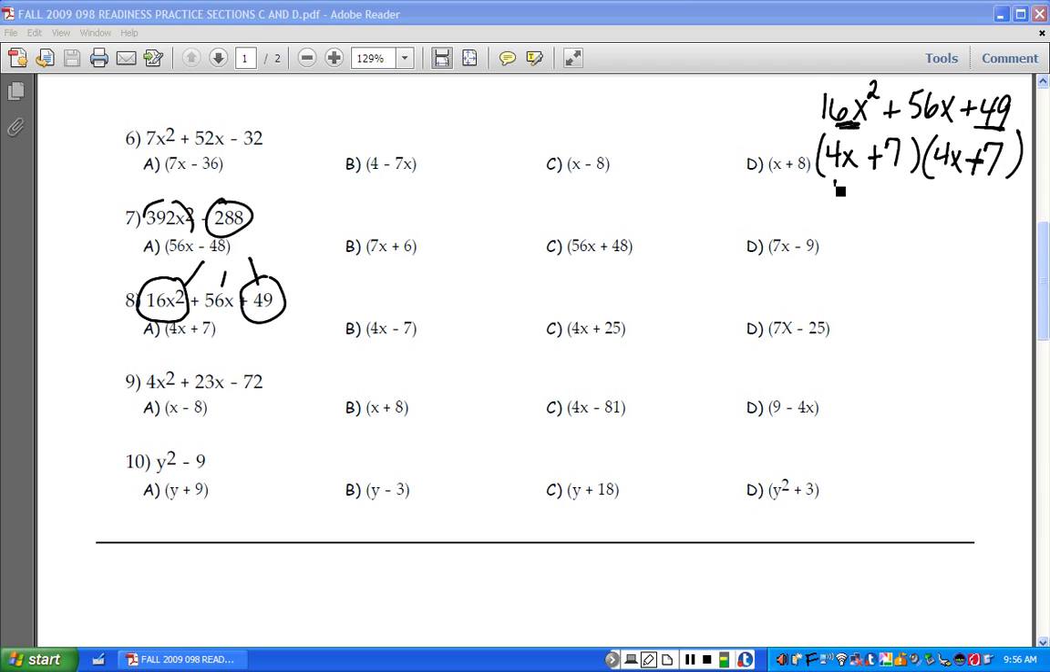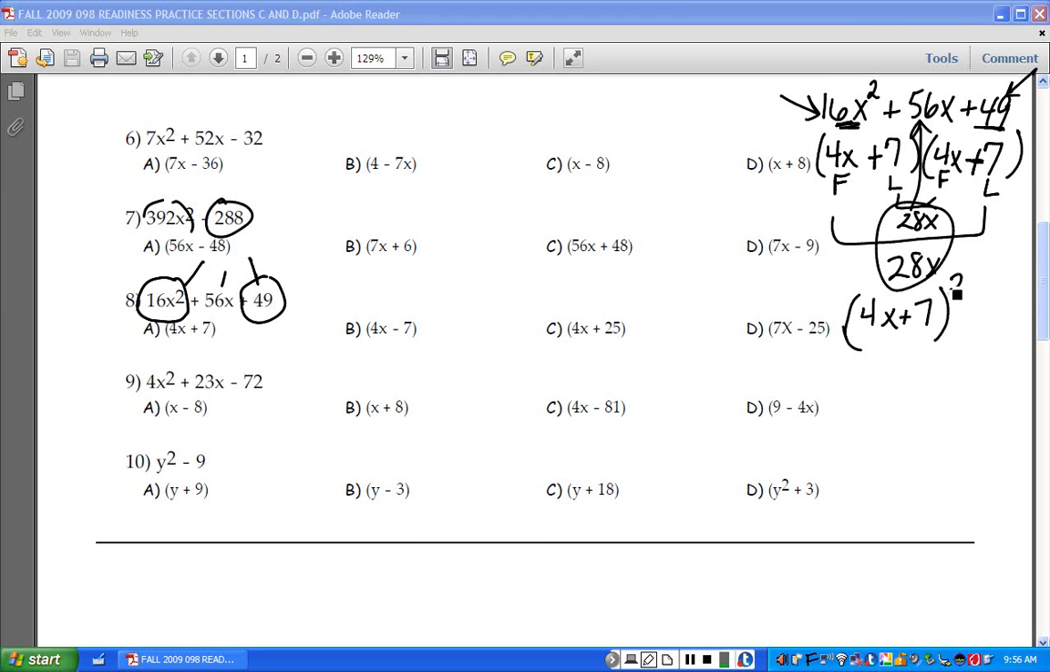So let's check. First times first gives us the first. Last times last gives us the last. Outside 28x, inside 28x. 28 and 28 is positive 56. So we got it right. So really 4x plus 7 times 4x plus 7 will be the same as saying 4x plus 7 squared. Okay, so 4x plus 7, answer being letter A.